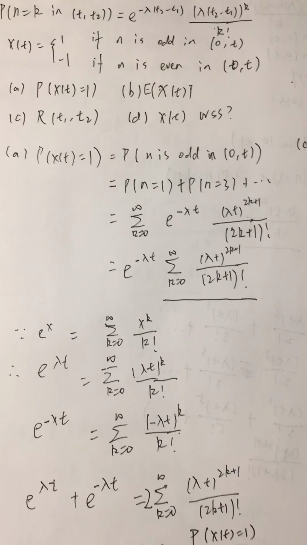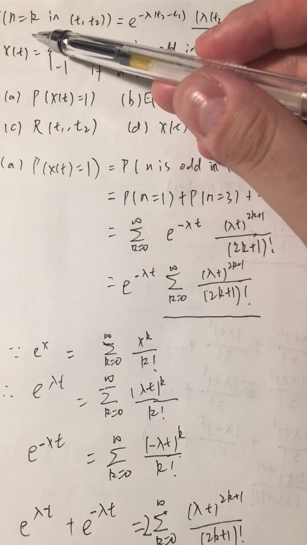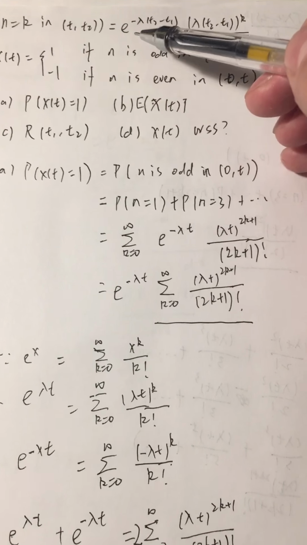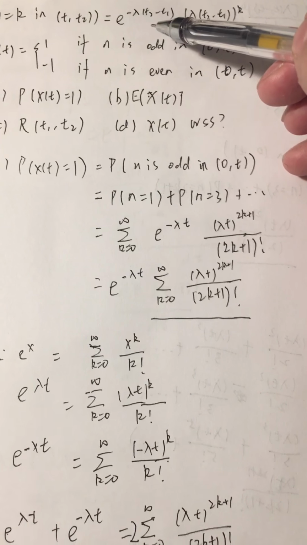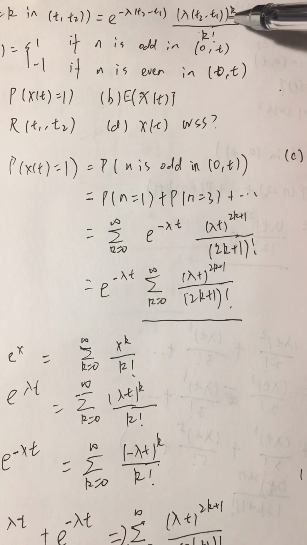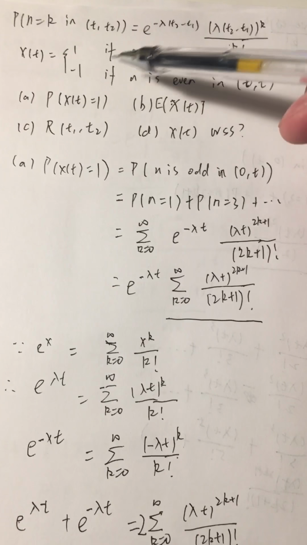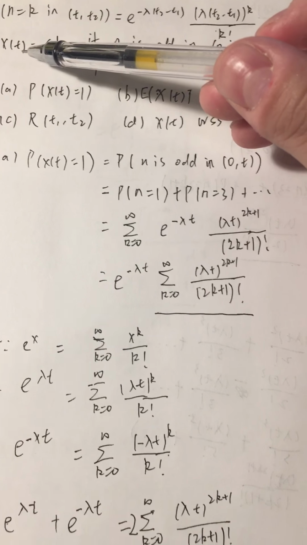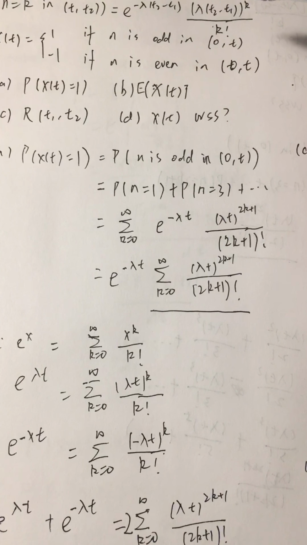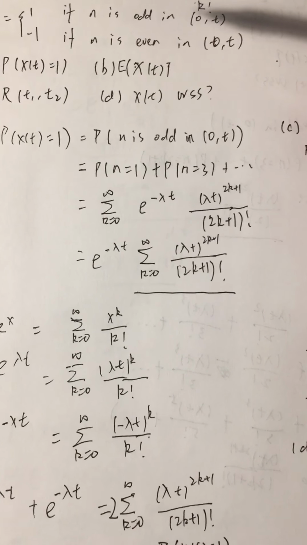Let's see question 2 in homework 8. Firstly, we know that the probability of N equals k in t1 to t2 equals e to the power minus lambda times (t2 minus t1), times lambda times (t2 minus t1) to the power of k, divided by k factorial. And we build another stochastic process X(t) equals 1 if N is an odd number in 0 to t, and minus 1 if N is an even number in 0 to t.